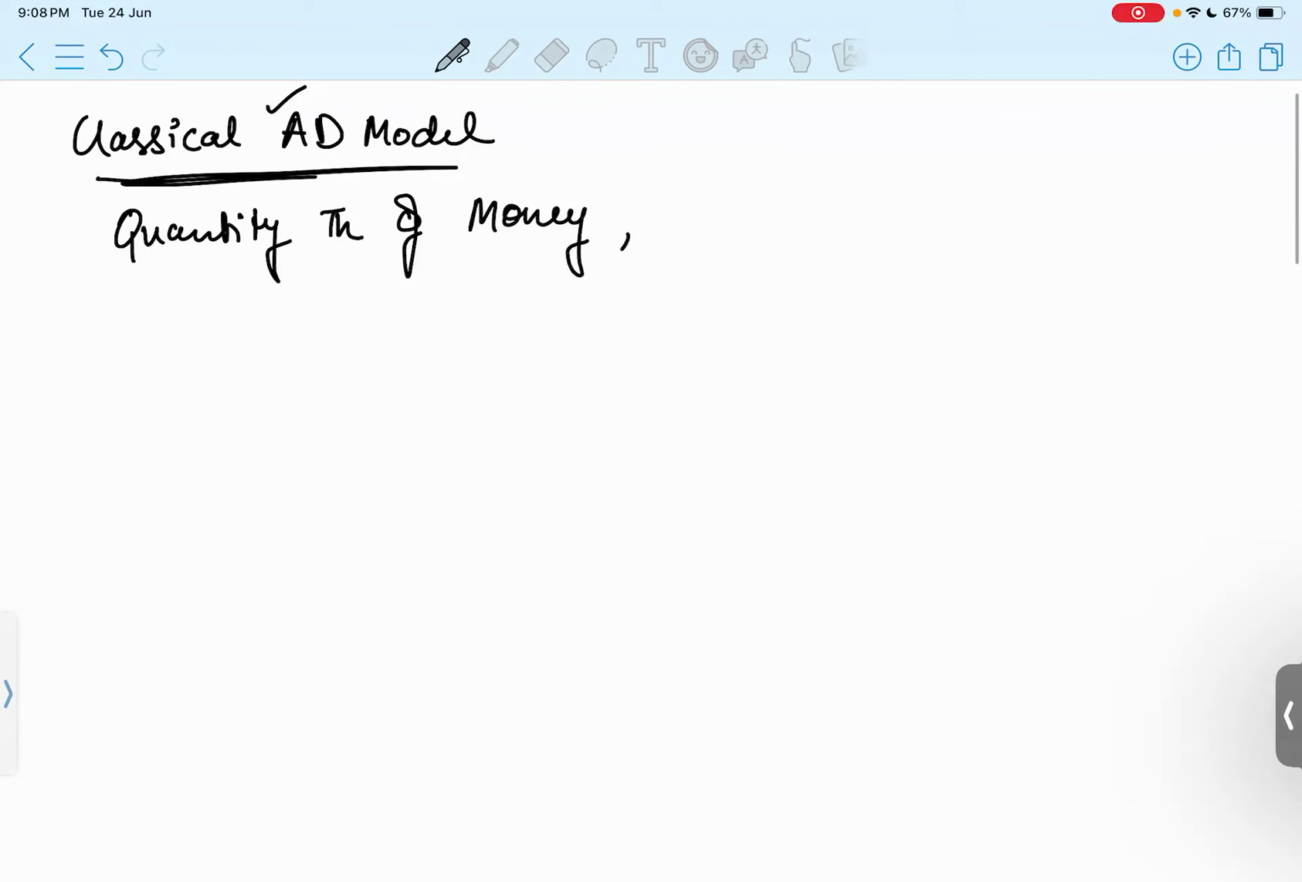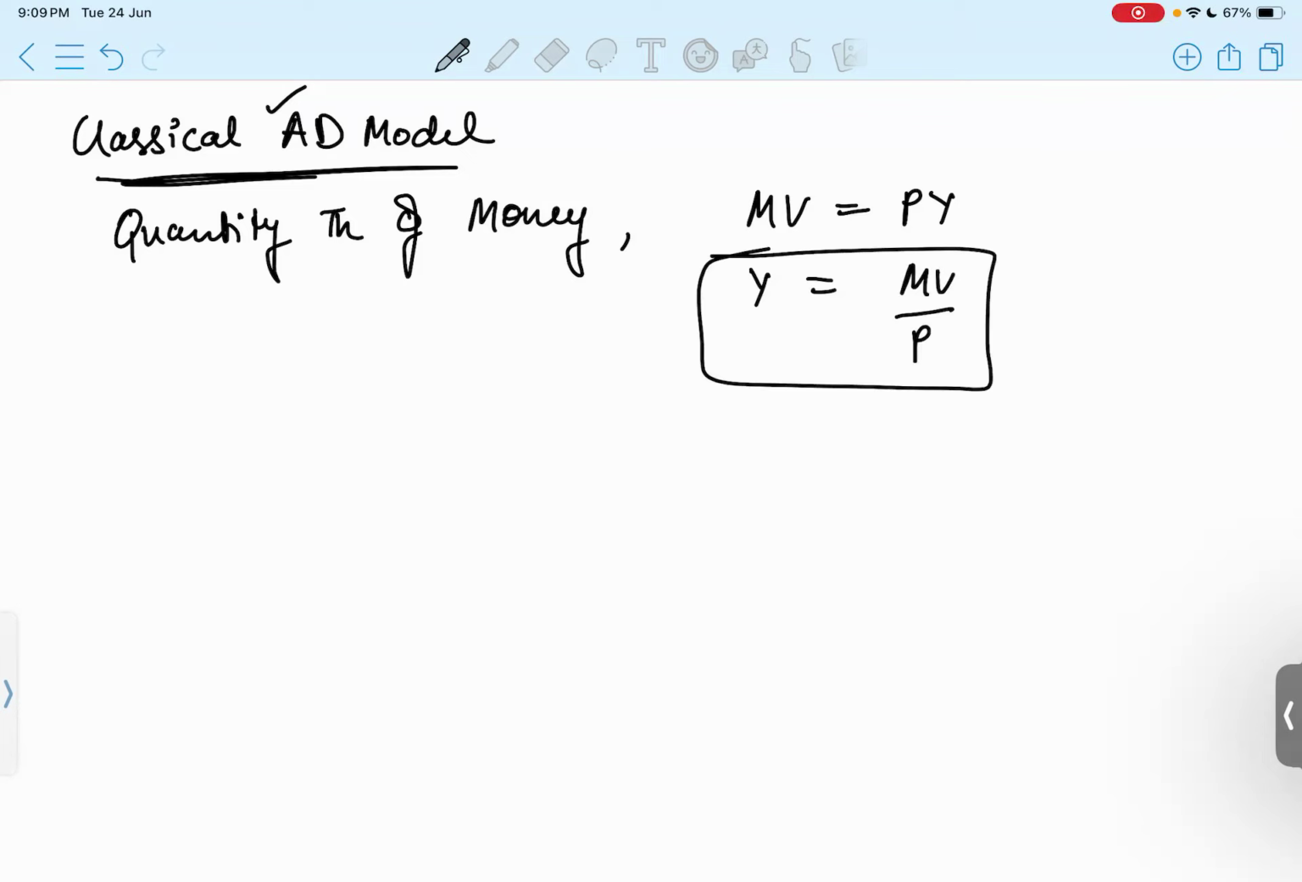So in this, we have seen how we write the equation, where M is the quantity of money, V is the velocity of money, P is the price level, and Y is the total output. So we can write Y as this, in which we assume velocity of money is constant. So the diagrammatic representation.